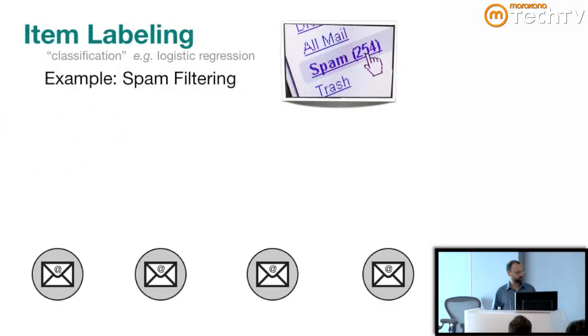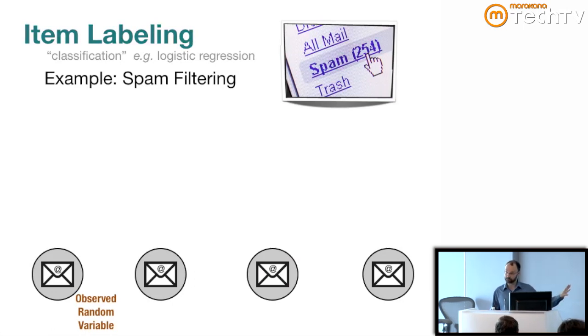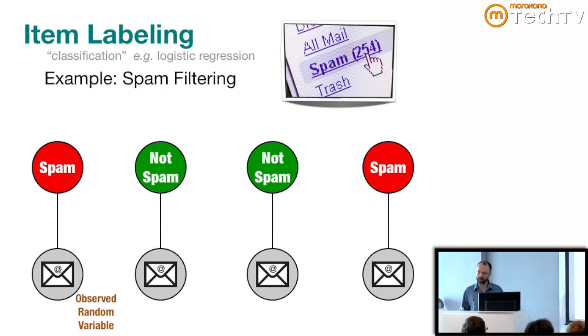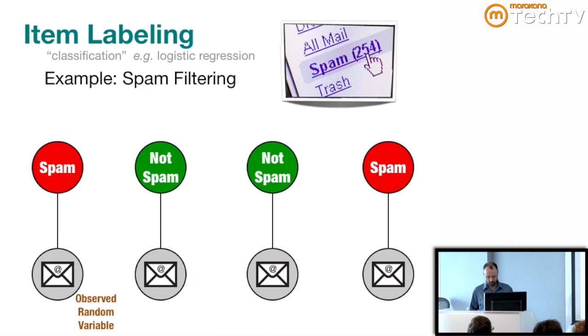So let's start with a very simple example like spam filtering, in which you observe some email messages. And we're going to call these the observed random variables. And I don't mean variable in the programming sense. This is like in the statistical sense. And it's the job here to then, for each one of these, predict whether it's spam or not spam, for each of its corresponding things. And this is the predicted random variable.